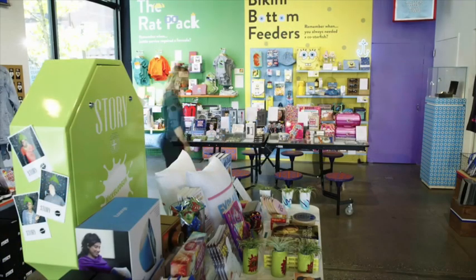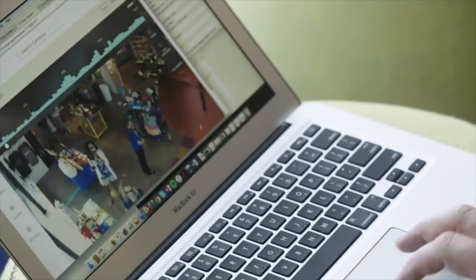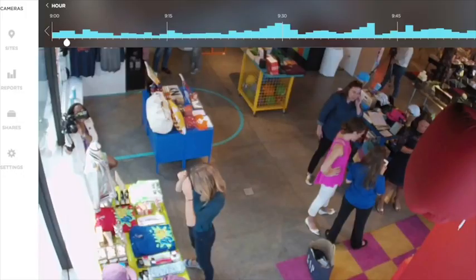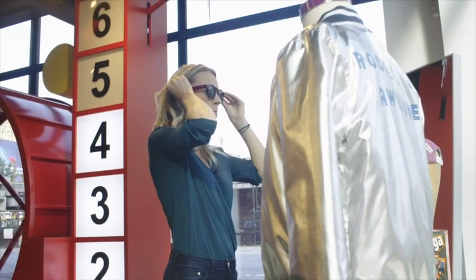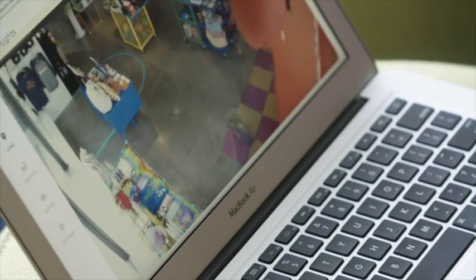If you can't track them while they shop, customers might as well be invisible. There I am, trying on sunglasses. Prism figured out how to use security cameras to capture shoppers' motions, what they touched, which way they entered, and which areas they like most.